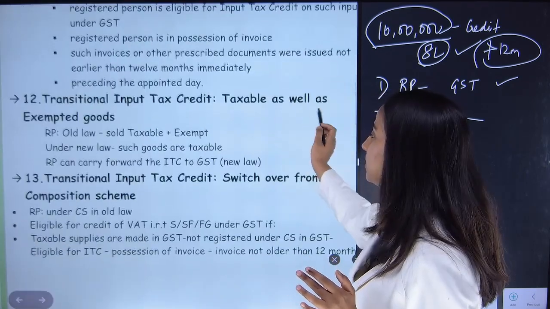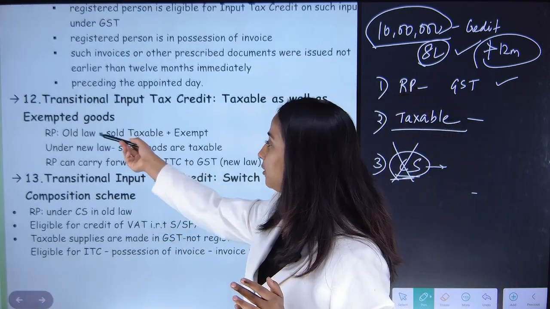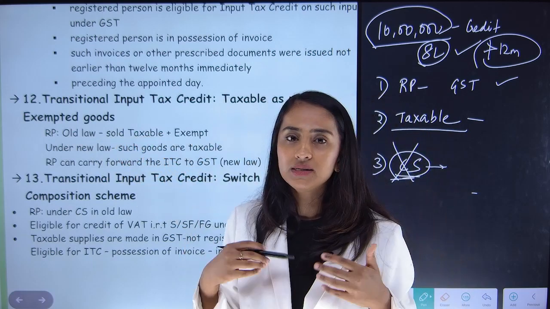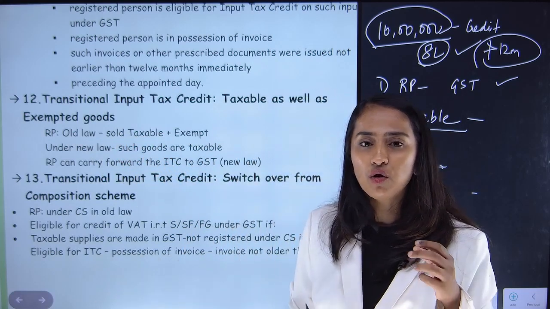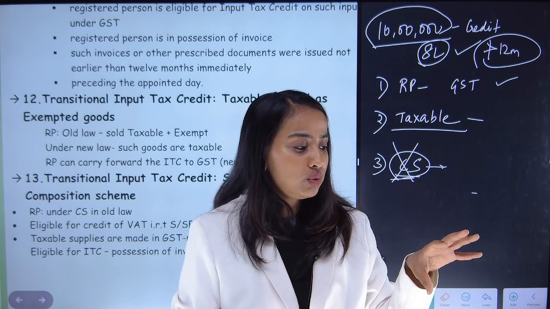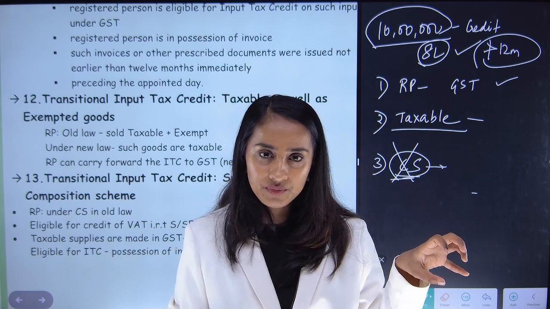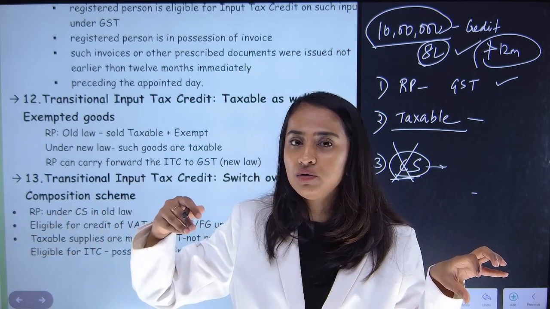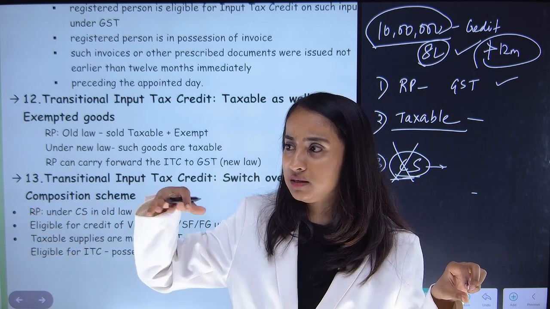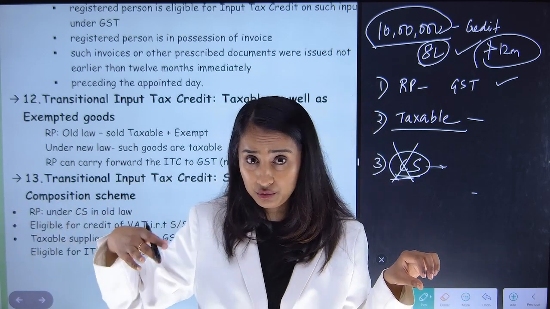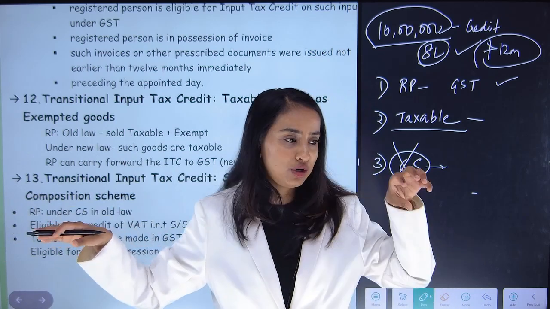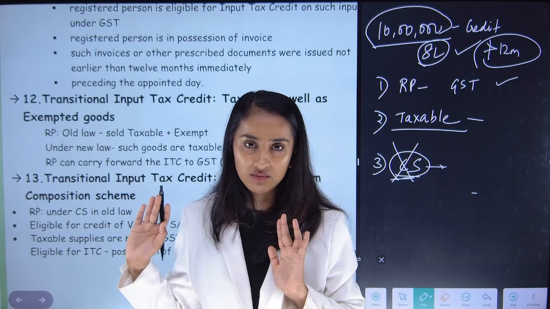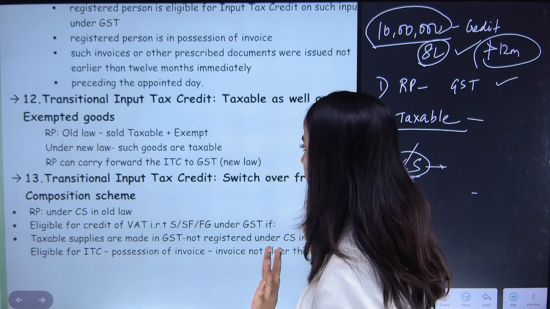See here, taxable. Now, under the old law, you were selling taxable as well as exempt goods, but under new law, such goods are taxable. So, what is the prima facie understanding? You can claim credit when there are taxable goods or services, right? So, when there are taxable goods or services, you will have to pay something to the government. So, whatever you have already paid to the government, you will minus that and the balance you will pay to the government. Simple, very simple understanding. Okay.